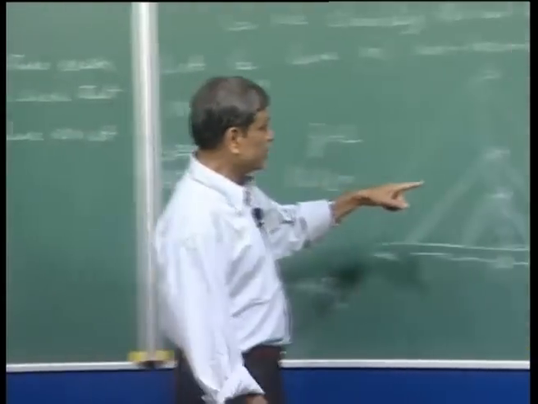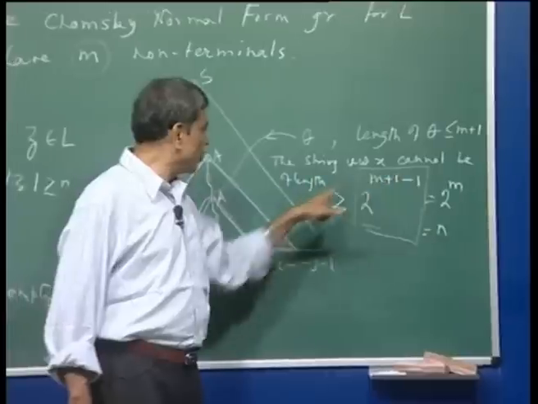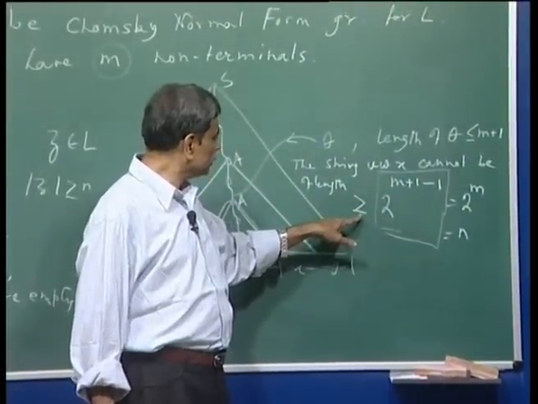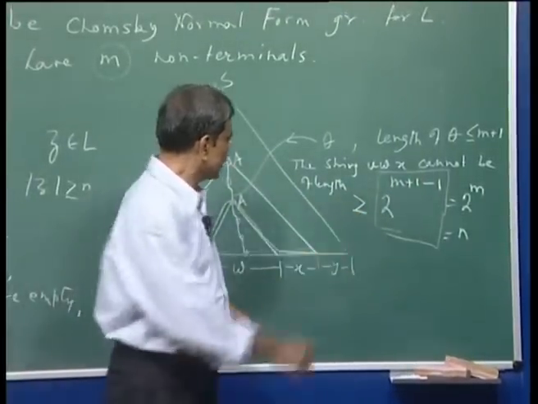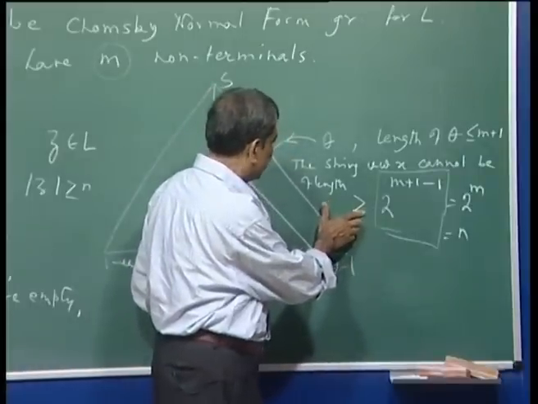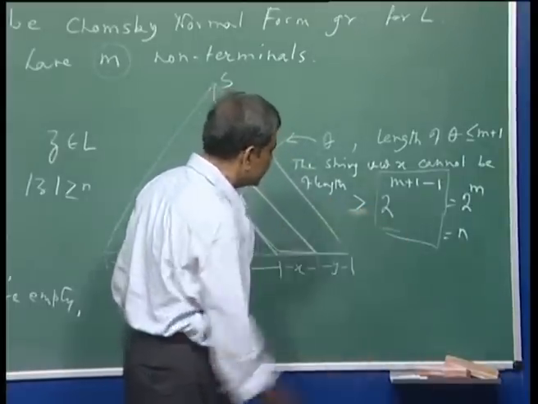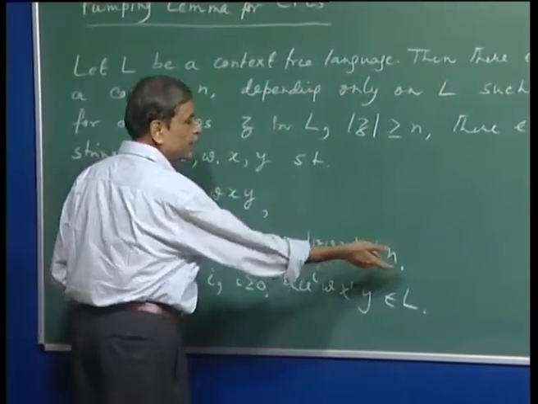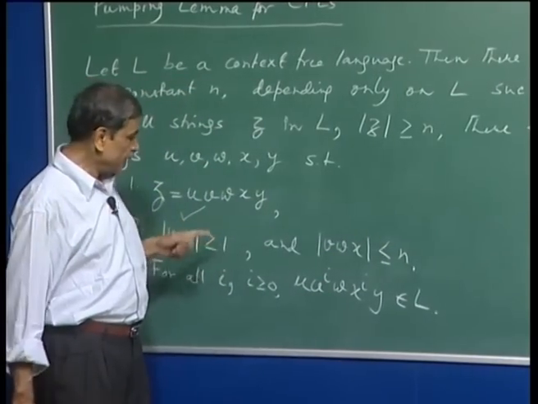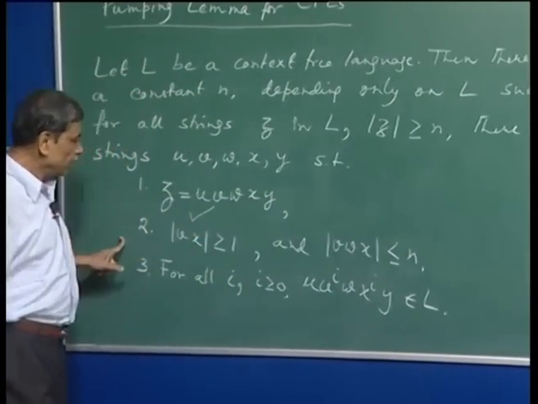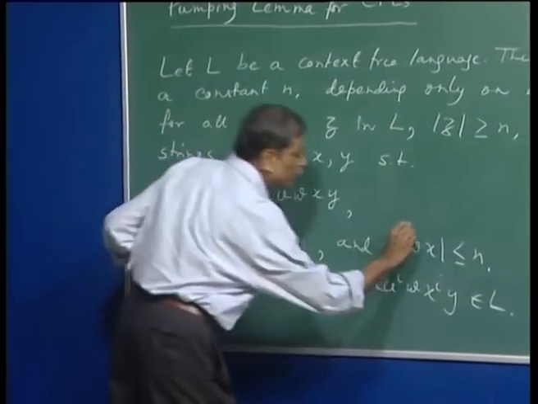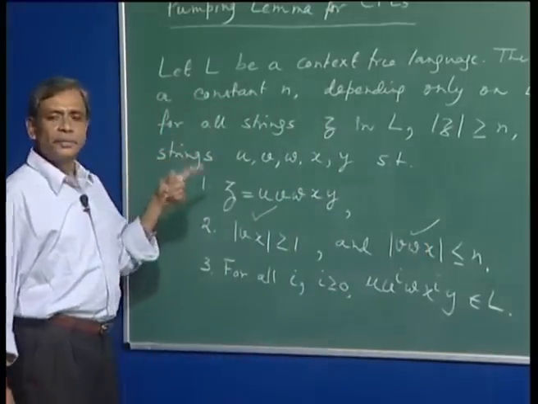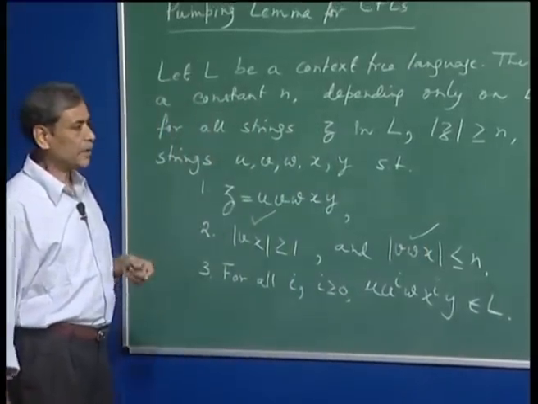So, we have said the length of the string VWX cannot be of length greater than this, strictly greater than this. Therefore, length is less than or equal to n, and that is the other condition. So, we have proved this also and this, and therefore, the proof of the lemma is complete.